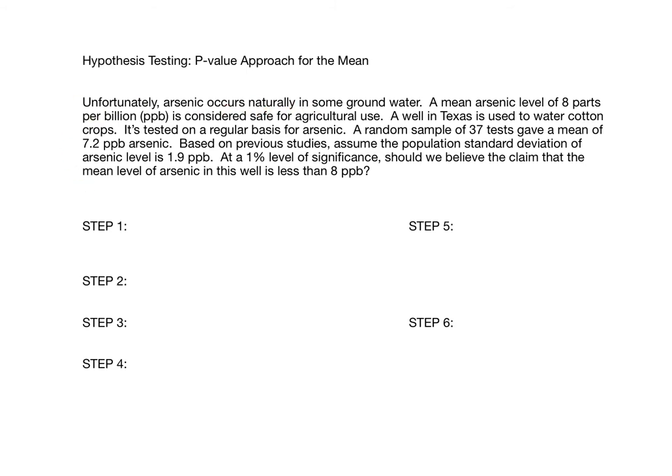Unfortunately, arsenic occurs naturally in some groundwater. A mean arsenic level of 8 parts per billion is considered safe for agricultural use. A well in Texas is used to water cotton crops. It's tested on a regular basis for arsenic. A random sample of 37 tests gave a mean of 7.2 parts per billion of arsenic, and based on previous studies, assume the population standard deviation of arsenic level is 1.9 parts per billion. At a 1% level of significance, should we believe the claim that the mean level of arsenic in this well is less than 8 parts per billion?